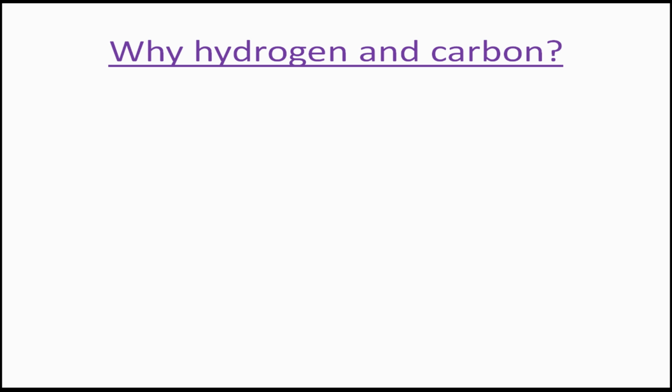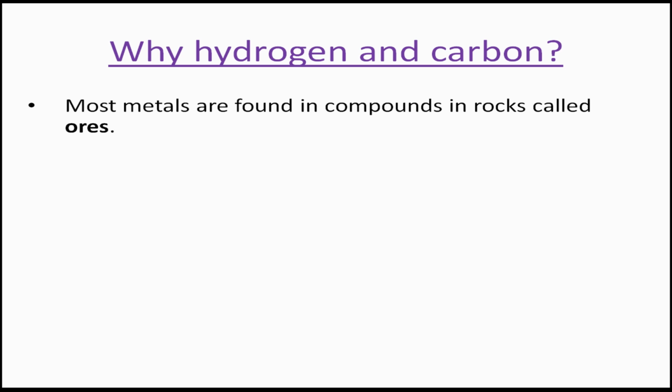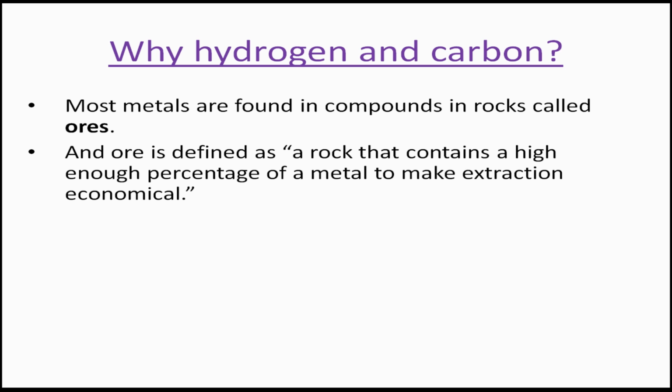So the next step, why are hydrogen and carbon on the reactivity series? There is a very good reason for that, and that's because most metals, when we find them naturally, are found in rocks called ores. You've probably heard of that word before, O-R-E-S. And an ore is basically a rock that contains a lot of metal, and that you can get the metal out of. The slightly more accurate definition is it's a rock that contains a high enough amount of metal to make extraction economical on a commercial scale. So extraction means to take something out, so it's getting the metal out of the rock.